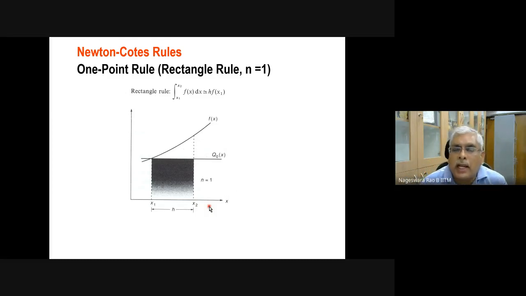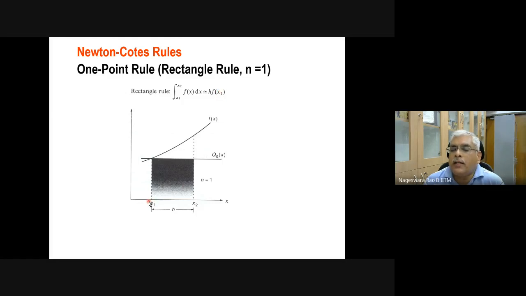And this rectangle rule is going to give you an exact result if the order of the function is 0. Order of function 0 meaning the function is constant. And why is n equal to 1 written here? The meaning of this is you are evaluating this function only at a point.